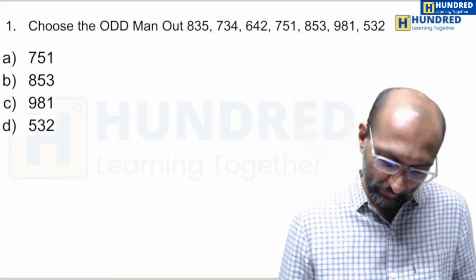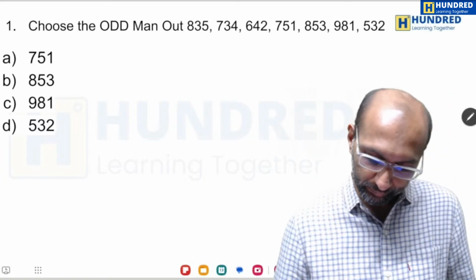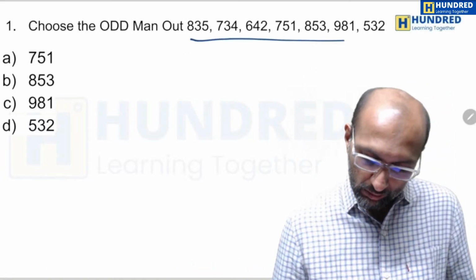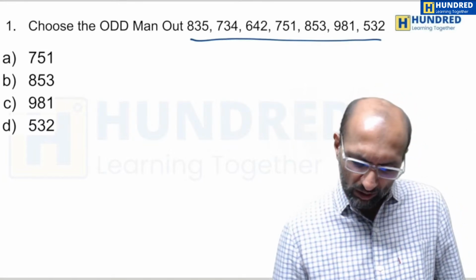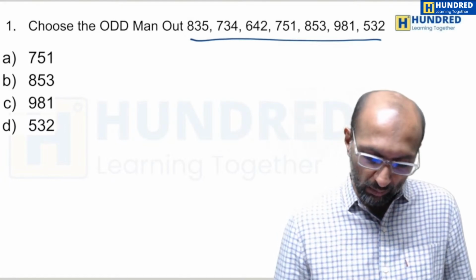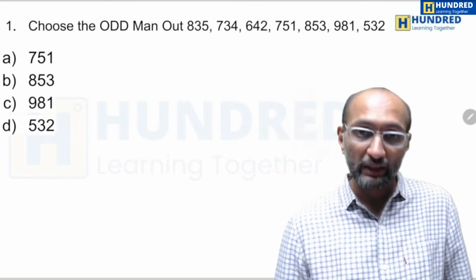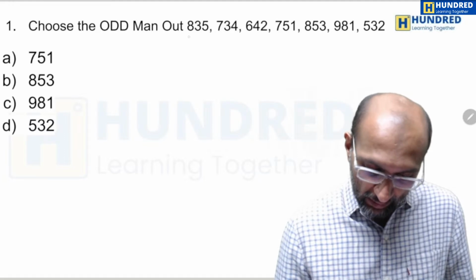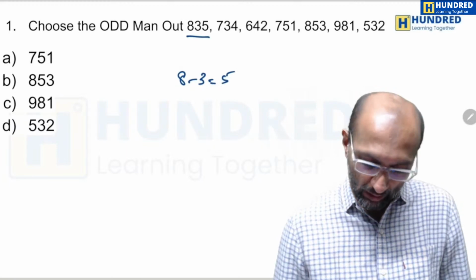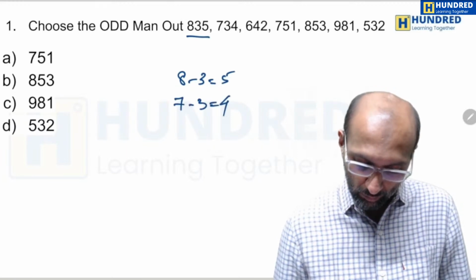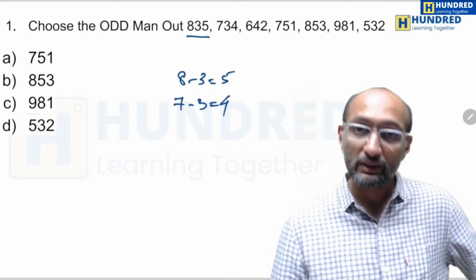என்ன சொல்றாங்க? Odd man out from this particular number. So what is the odd man out? என்ன தெரியுது? What is something which is very common? See, the first two digits, if you subtract, the resultant is the third digit. 8 minus 3 is 5. 7 minus 3 is 4. அந்த மாதிரி நம்ம செக் பண்ணலாம். 6 minus 4 is 2. 7 minus 5 is 2. But the answer is 1.